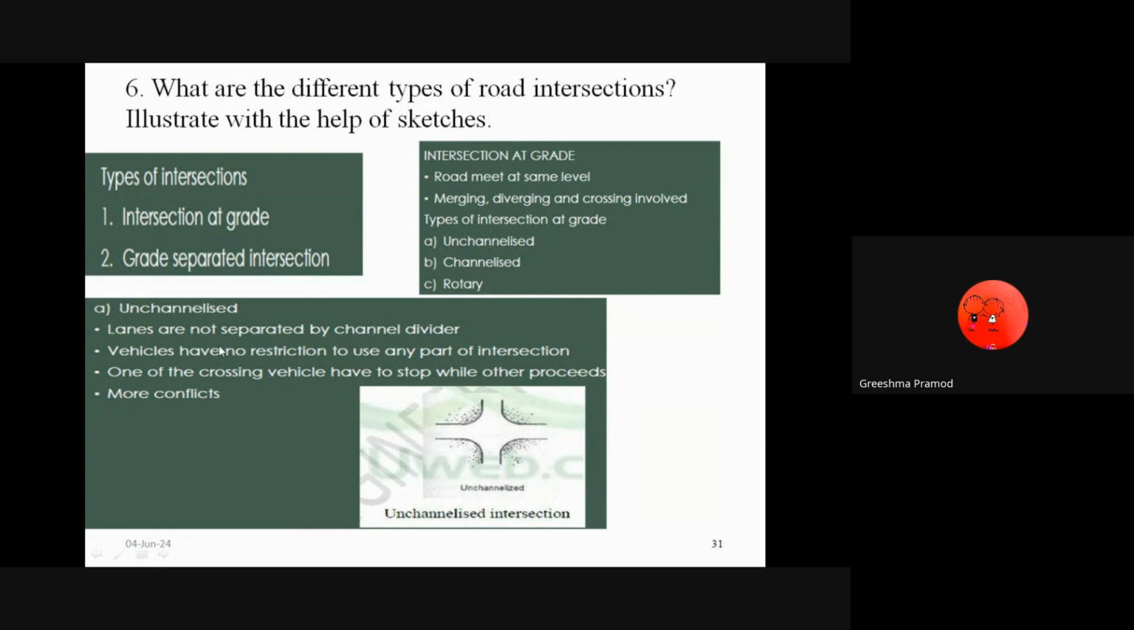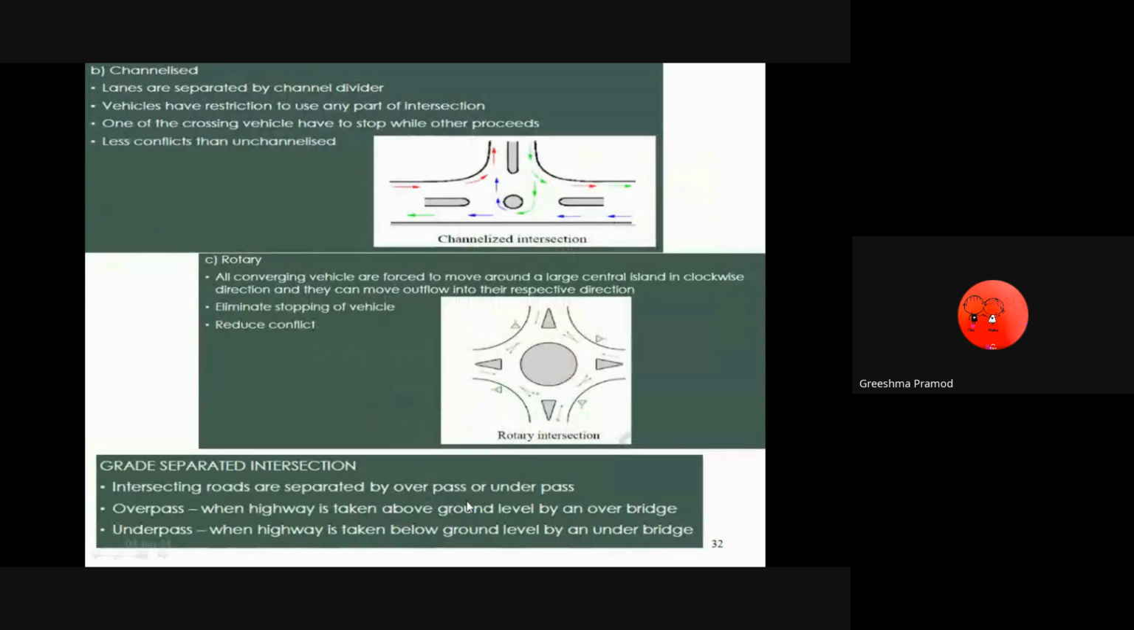In unchannelized, lanes are not separated by a channel divider. Vehicles have no restriction to use any part of the intersection. More conflicts can occur. One of the crossing vehicles has to stop while the other proceeds. So this is a figure, the sketch showing the unchannelized intersection. And in channelized, lanes are separated by the channel divider. Vehicles have restriction to use any part of the intersection. One of the crossing vehicles has to stop while the other proceeds. Less conflict when you compare with the unchannelized.